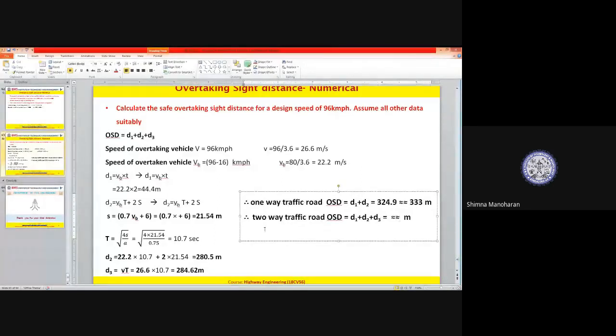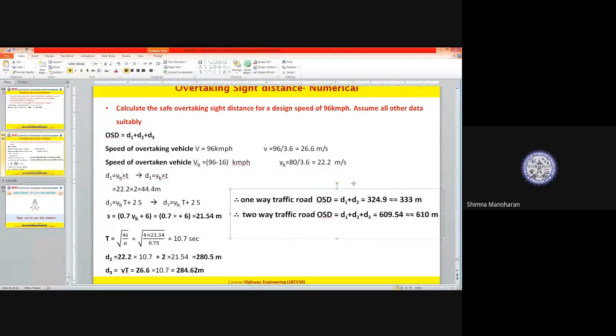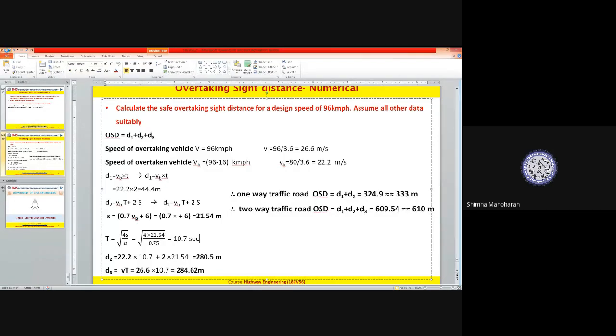Now, what about for a two-way traffic road? That will be D1 plus D2 plus D3. So get the value for D1 plus D2 plus D3. Ma'am, 609.54. I will approximate it as 610 meter. Okay, is this clear? Yes, ma'am. So these are the typical numericals we will be having in overtaking sight distance.